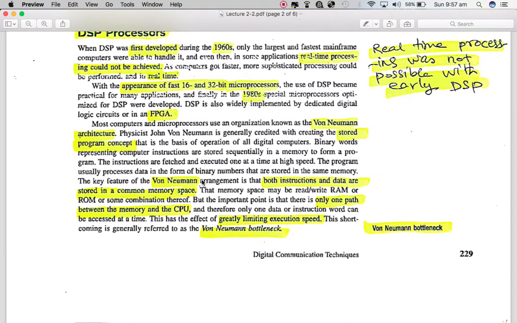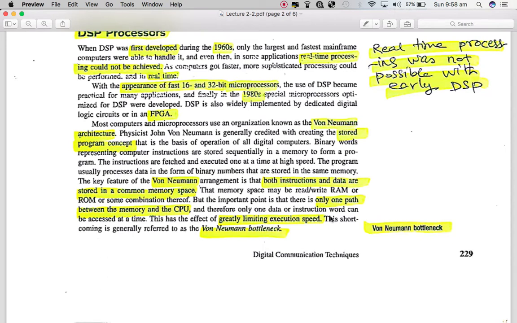Now we have early DSP processors. We will be discussing early DSP processors, what the limitation was in those DSP processors, and which is not a limitation in nowadays DSP processors. In the early DSP processors, we have von Neumann architecture, in which we have the stored program concept, which is that instruction is saved in the memory and then applied on the data.